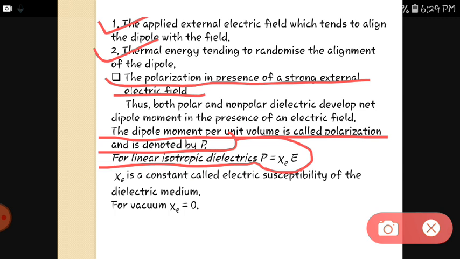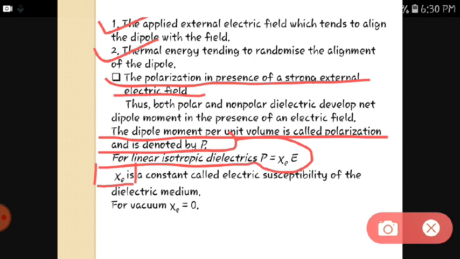Now what is chi_E? Chi_E is the constant called electric susceptibility. It describes the electrical behavior of a dielectric, so the suffix E is there. It has different values for different dielectrics. When we consider a dielectric, suppose glass, there are a number of dielectrics, and for different dielectrics, chi_E will be different.